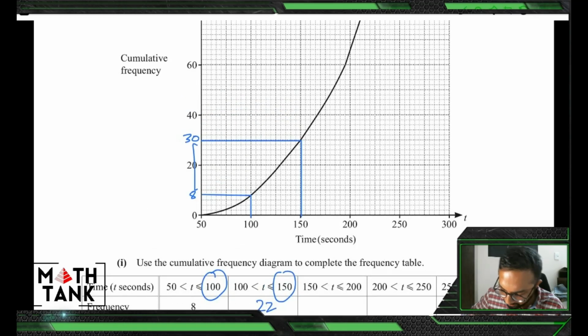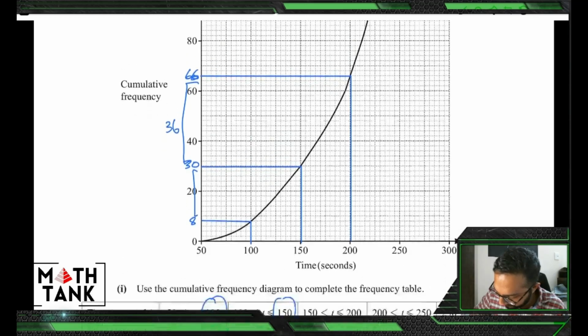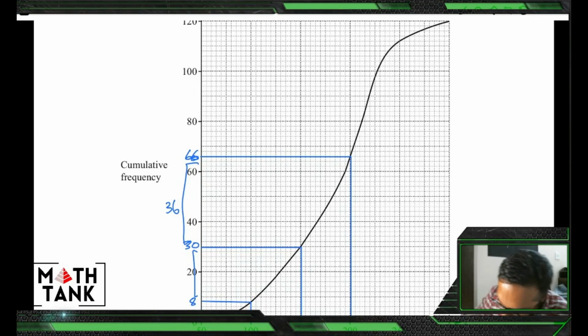Then I go on to 200 and try to read this class. Okay, it was a little tough to read, but 66. So what would I have added? I would have added 36 to this, then 250. That's high up. Let's just go like that.